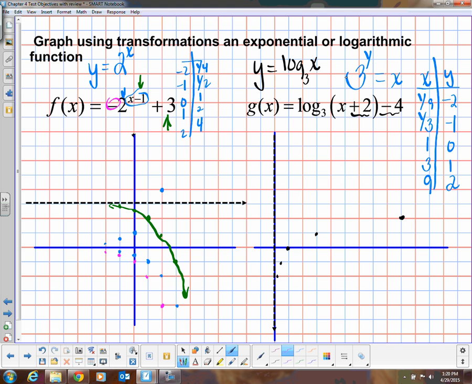What do we do to them? Left 2. So we're going to do 1, 2. What happens to my asymptote? It goes left 2 also. Okay, then what? Down 4.